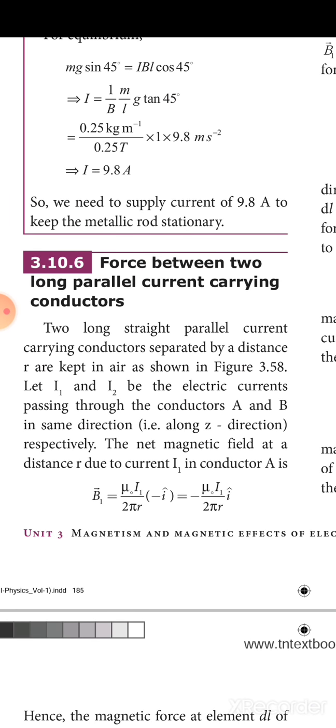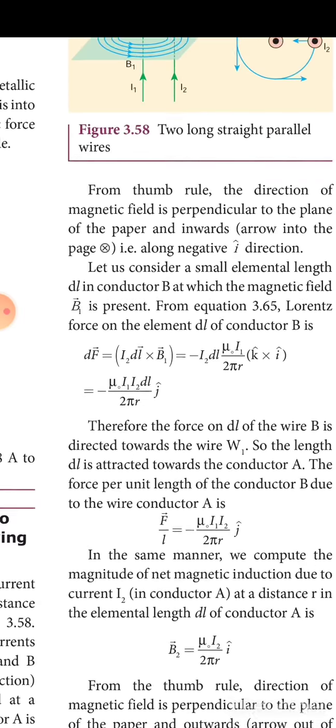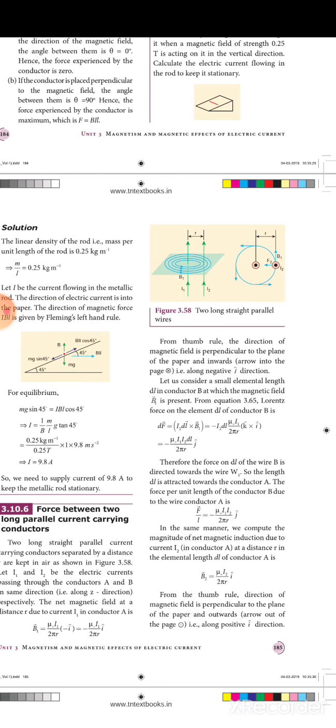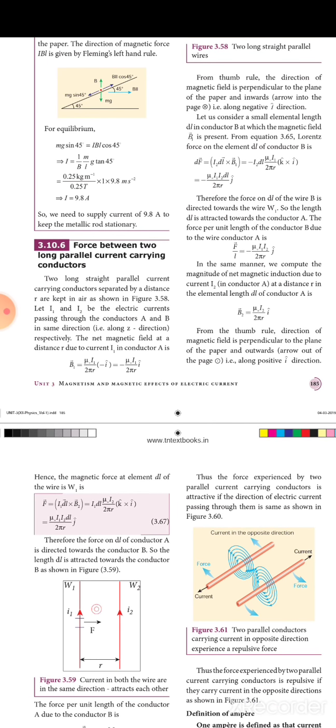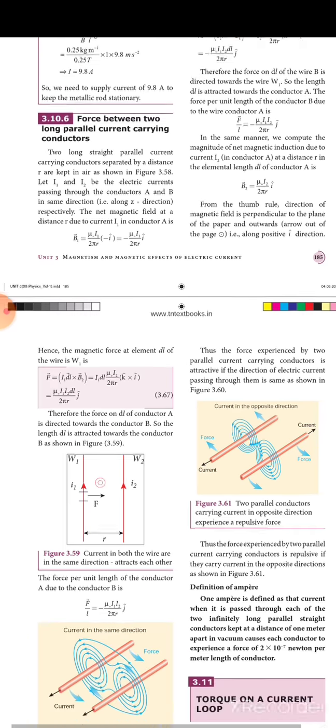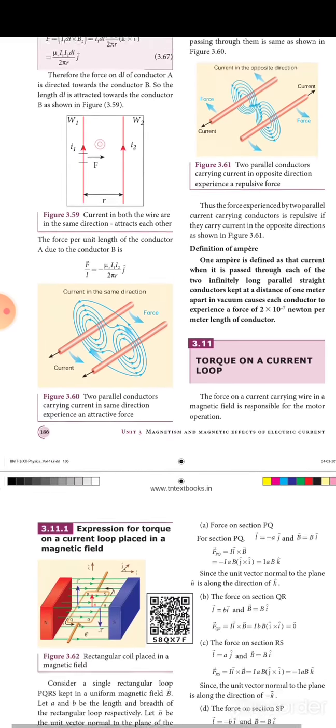Force between two long parallel current-carrying conductors. Draw the diagram neatly and find the value of B1, and in the same way find dF, and applying the value of F by L, find the value of B2 once again. Substitute the values of B1 and B2, find the force and get the equation.